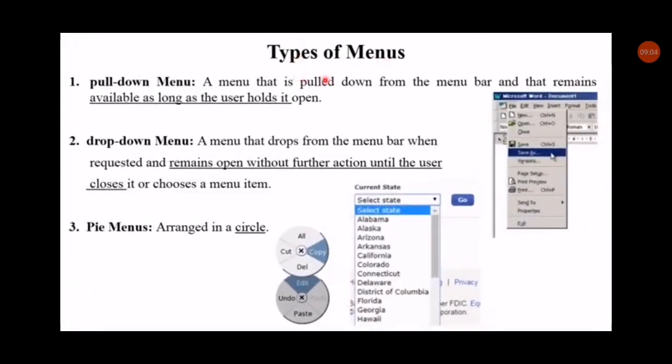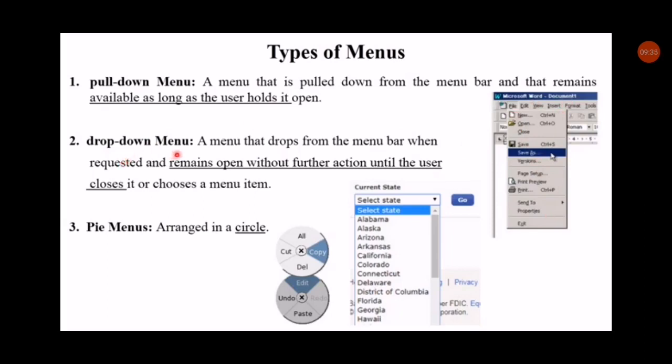Now the types of menus. We use all of these in our daily routine. The first type of menu is the pull down menu. A menu bar pulls down from the menu bar and remains available as long as the user holds it open. See here, when you click on file, this menu opens and it shows the details, like new, open, close, save, save as, etc. Right? So this is called a pull down menu.